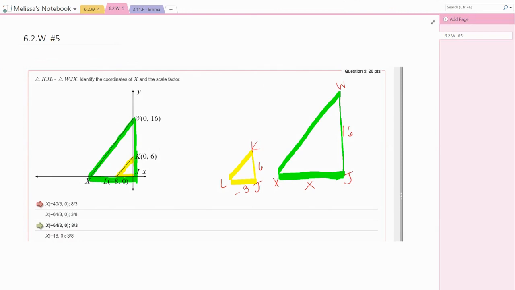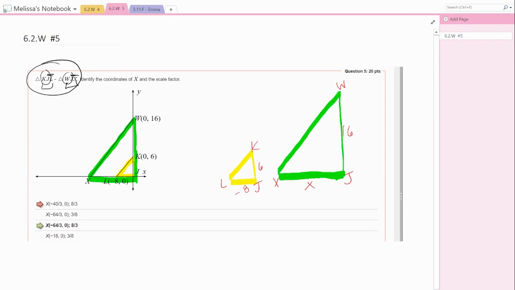So this problem is really similar to the one we just did. They give you a similarity statement again, and so that way we know KJ goes together with WJ, KL goes with WX, and then JL goes with JX. So again, I've already highlighted in yellow and green here so you can see the different triangles, and I've labeled them.